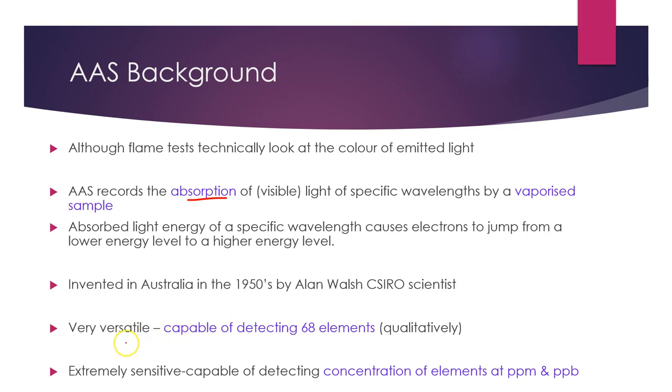So it's a very versatile technique. It can detect 68 elements. Okay, so it's able to detect the presence. It's very sensitive and it's able to detect the presence of 68 elements. Remember, we said with flame tests, it can be limited dependent on whether or not they can be excited within a Bunsen flame. This is much hotter, and the way that it works expands its ability to be used.